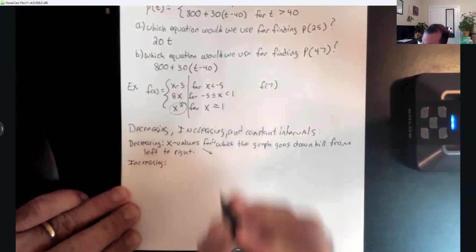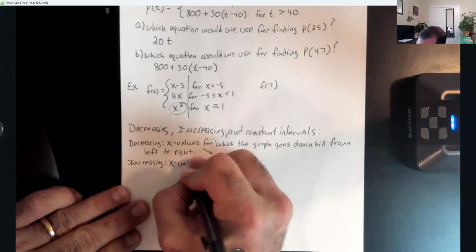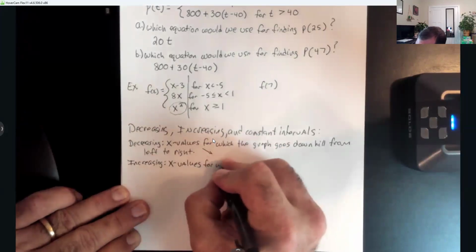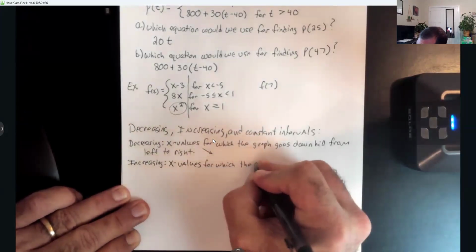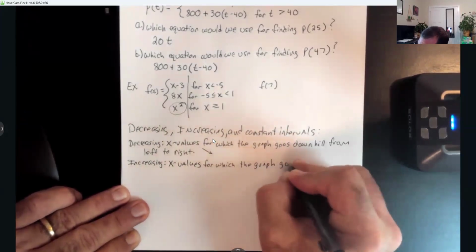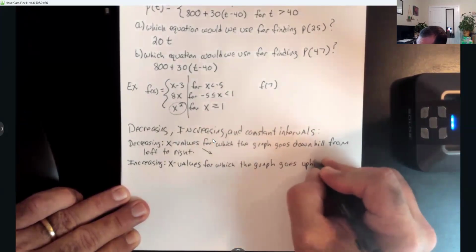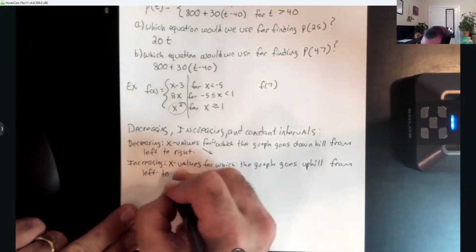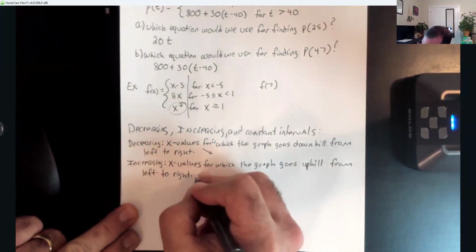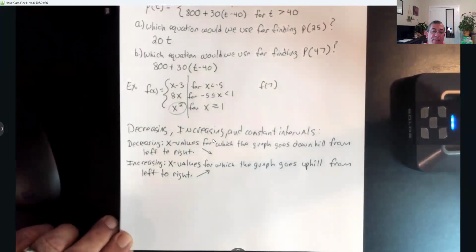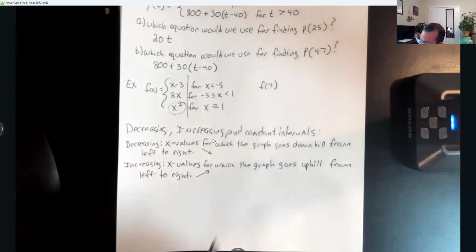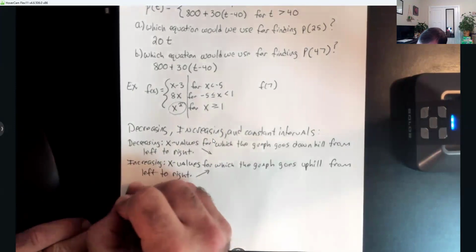Increasing. Those are the x values for which the graph goes uphill from left to right. So it's going to go uphill for increasing. And you always read graphs from the left to the right, okay? So y'all, the new one is constant.